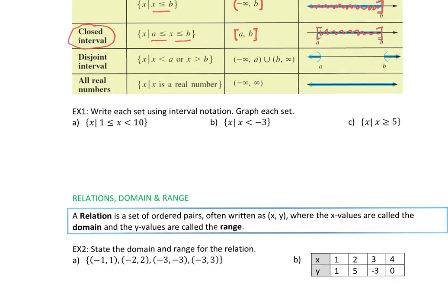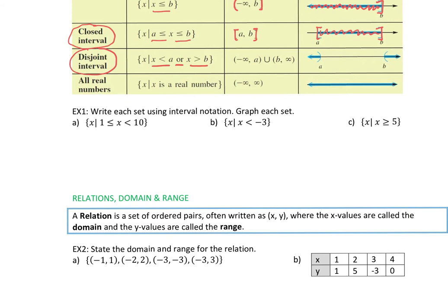We also have something called a disjoint interval. A disjoint interval is when we have an or in our set. So in this case, look at this, says our x values are less than some a value, or our x values are greater than some b value. So remember, or in set notation is our union. And is an intersection, or is a union.